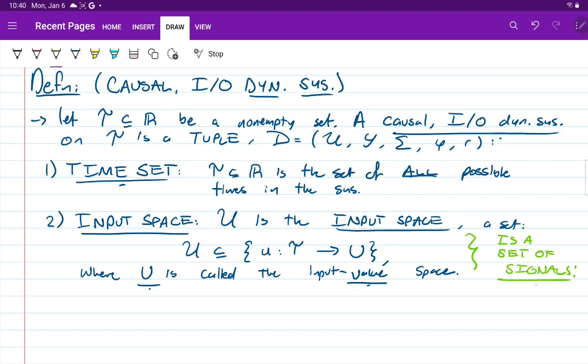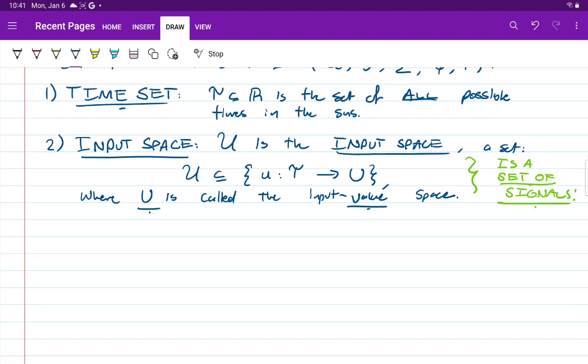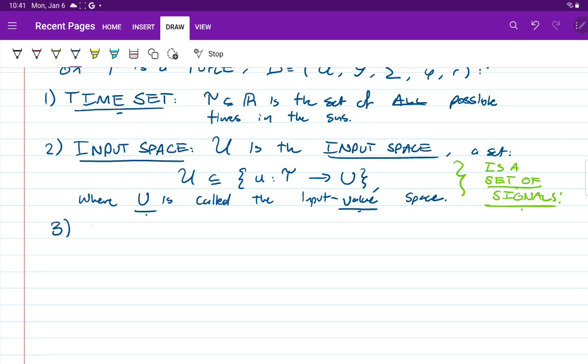To clarify this point more, in the case of the shower example, the input space would have been the set of all input signals corresponding to how I was turning the handle of the shower over time. On the other hand, the input values in that case would have been the actual possible angles of the shower handle. So each input value was a real number, and each input signal was a map from time to the real numbers. That's the input space. Next up, we have the output space.